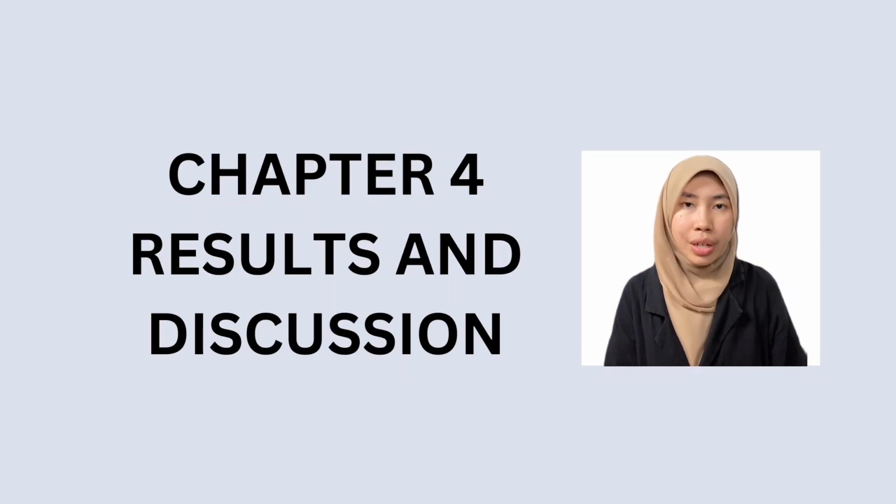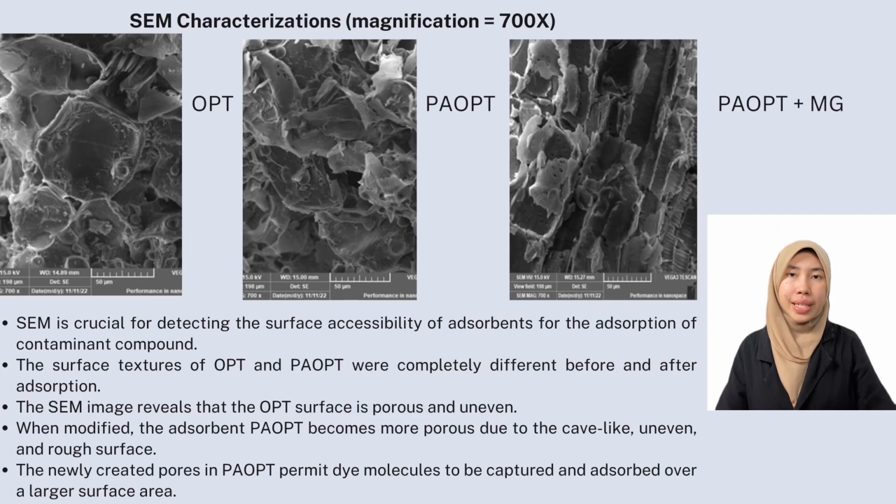Next is Chapter 4, Results and Discussion. Firstly, SEM analysis of OPT and PaOPT before and after adsorption is identified by using 700 times magnification. SEM is crucial for detecting the surface accessibility of the adsorbent for the adsorption of contaminant compounds. From these 3 images, we can see the surface texture of OPT and PaOPT were completely different before and after adsorption. SEM image reveals that the OPT surface is porous and uneven.